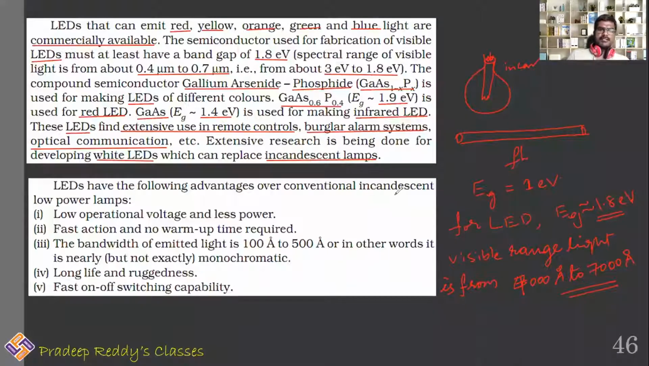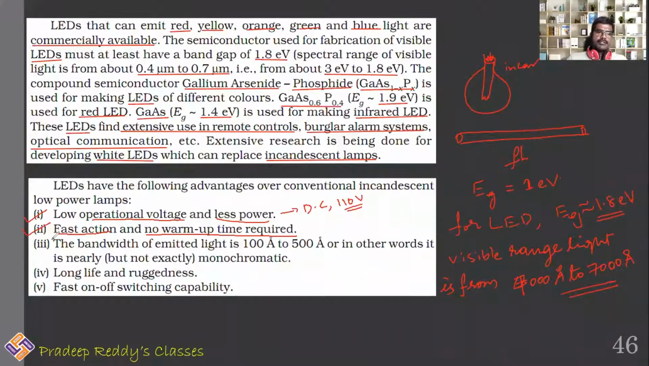The advantages involve, number one, low operational voltage and less power, as the semiconductor uses DC and just 110 volt is necessary to operate the junction diode. That's the reason for low operational voltage and less power consumed. Number two, fast action and no warm-up time required. For a tube light, when you switch on, it takes some time to glow. But here it is not like that. An LED gives an immediate response to the electrical energy.